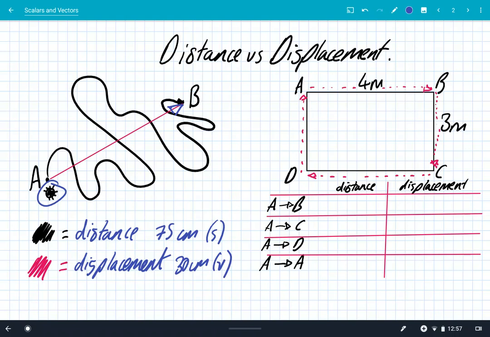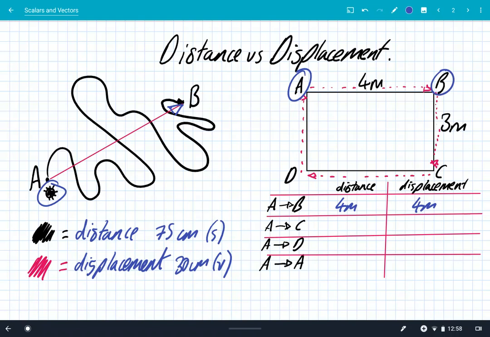On the diagram on the right, we've got a student starting at position A, and they're going to walk around this classroom, with the dimensions as shown. If that student walks from A to B, they've walked a distance of 4 meters. The displacement in this case is exactly the same. It's 4 meters because the shortest distance between A and B is 4 meters.